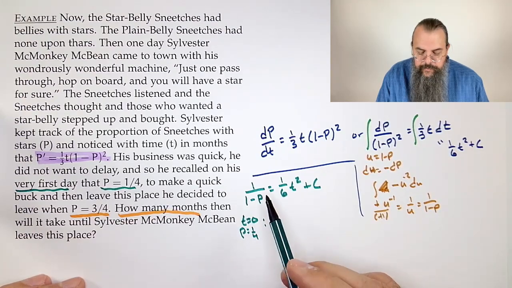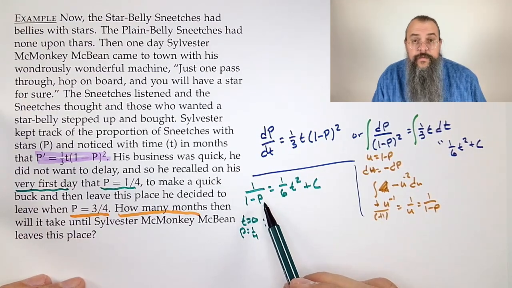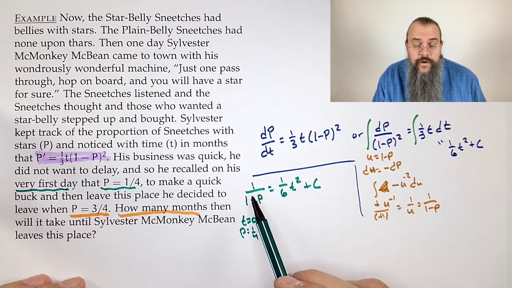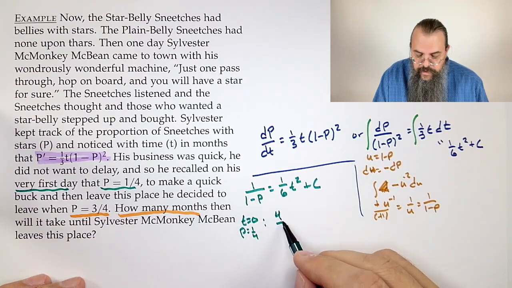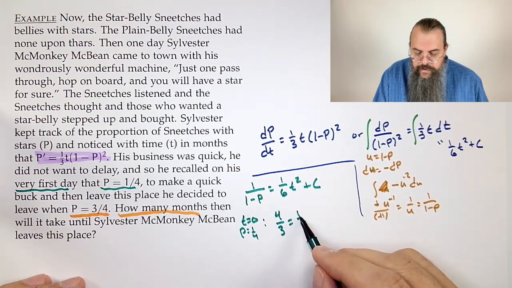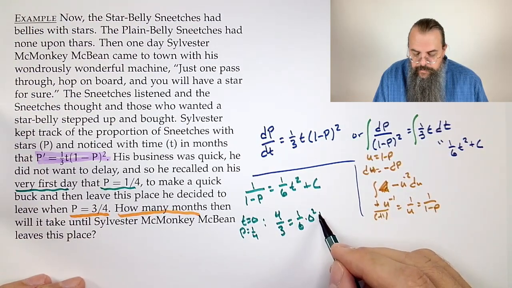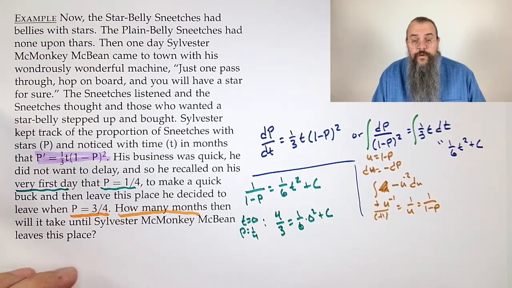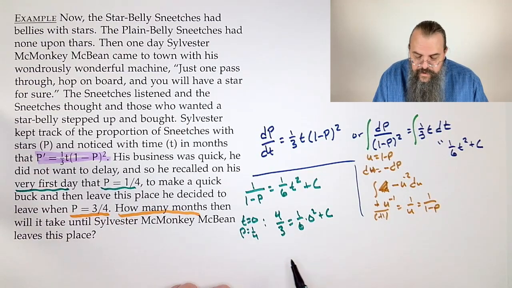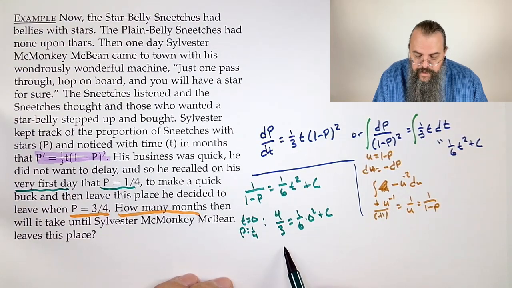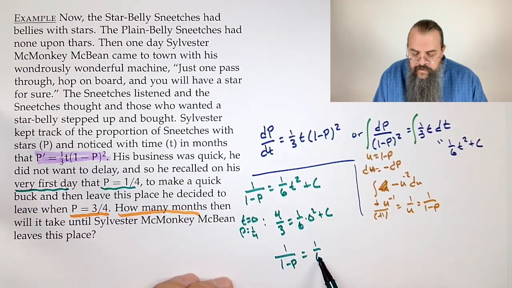And we say, okay, great. Well, 1 minus 1/4 is 3/4. Turn that over, and we'll have 4/3 equals 1/6 times 0 squared plus c. So we get c equals 4/3. Great. All right, so now we're to the following. 1 over 1 minus p is equal to 1/6 t squared plus 4/3.